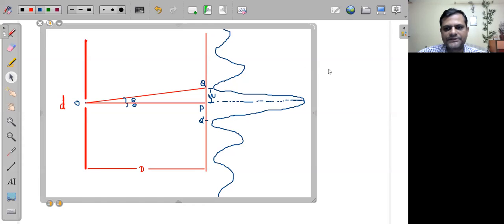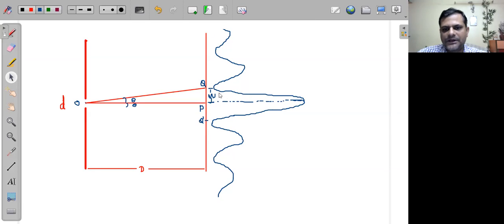तो अभी इसमें देखो, ये जो फर्स्ट मिनिमा है यहाँ पे, तो फर्स्ट मिनिमा का जो डिस्टेंस है तो उसको हम W बोल सकते हैं. And this W has been already proved to be equal to lambda into capital D upon small d. करेक्ट है, ये हमारा W है.